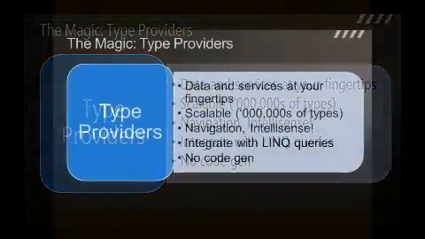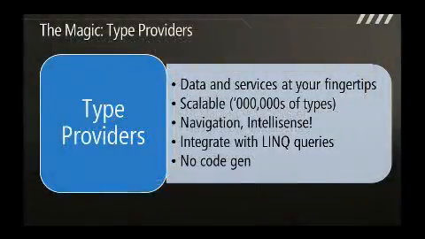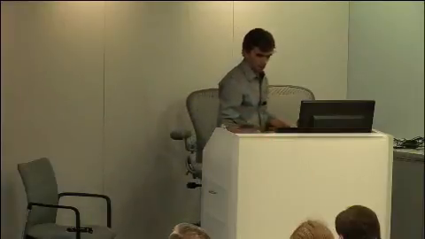And so far we've seen that applied to web-based data. So the idea is you have data and services at your fingertips, that it scales to millions of named types if necessary, that it ties in with navigation and IntelliSense, and that it integrates with a story for querying these external data sources. We have Link as a wonderful standard in .NET where this is a perfect complement, because you just describe your queries over those data sets and the query will be taken and actually run on that server rather than dragging the whole database tables to your local machines.